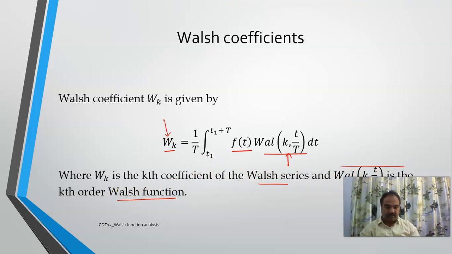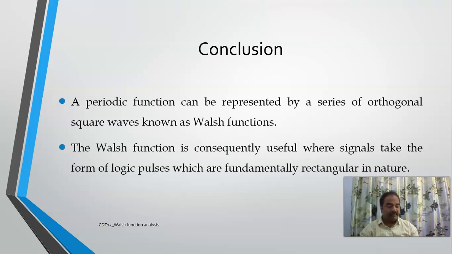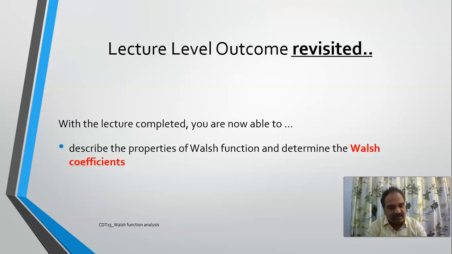Having said this, in the next class we will be looking at how to determine these Walsh functions and also Walsh coefficients. The conclusion of today's class is that any periodic function can be represented by a series of orthogonal square waves, which we call Walsh functions. And the Walsh function is useful where signals take the form of logical pulses, which are fundamentally rectangular in nature. I hope that now you are able to determine the Walsh coefficients and describe the properties of Walsh functions.